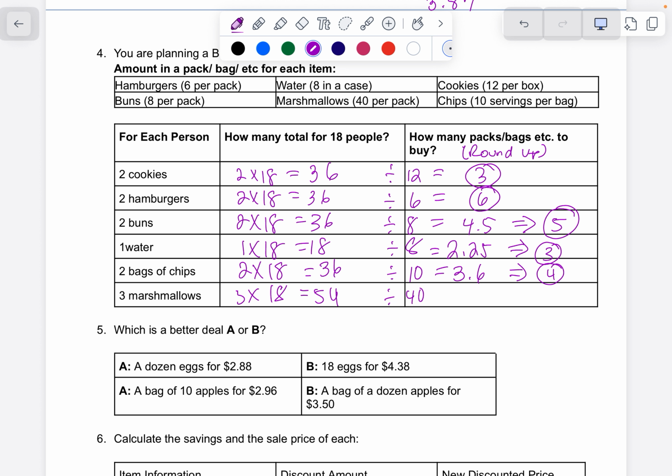So make sure for this, in a real life situation, you can't take half a bag out of the store. So you would round that up to whatever the case may be. Everybody good with that section? Everybody got that? Okay. Now let's talk about better deal and savings and things of that nature.